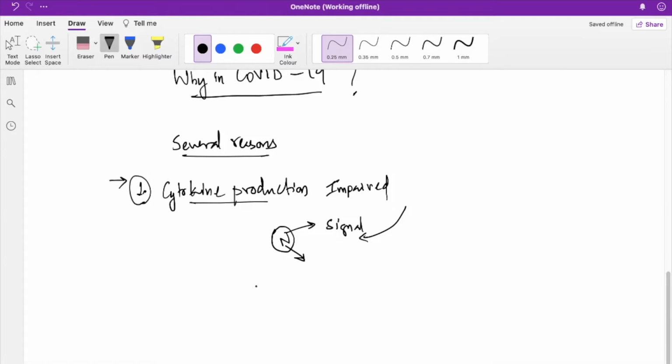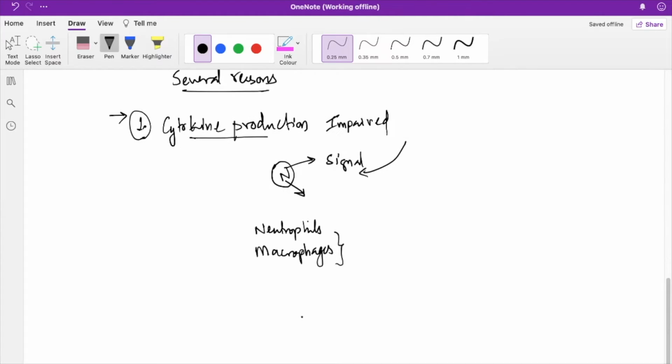So some of the immune cells that you need to know are neutrophils and macrophages. Just know these two names, they would be helpful. For the next one, let's talk about an analogy first.